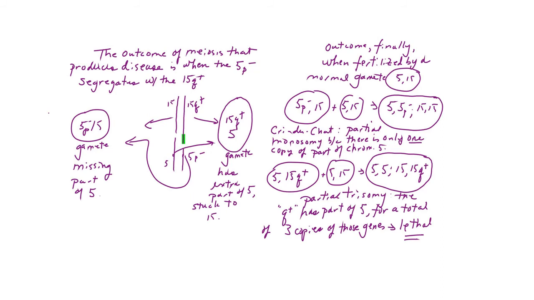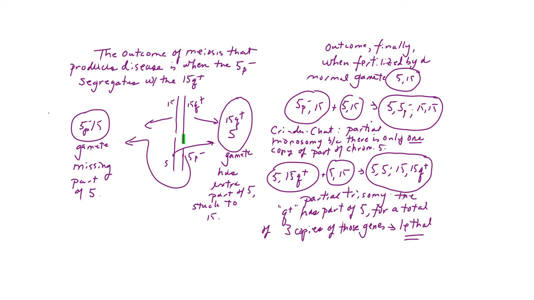Okay, the other outcome of meiosis, the one that produces disease, is where the 5p minus chromosome segregates with the 15q plus. In this particular case, we line up our chromosomes as before. Homologous sequences can find themselves in pair during meiosis, and then chromosome segregation occurs. In this instance, we will have the chromosome 15 going along with not the 5 itself, but with the 5p minus chromosome. So when that happens, we have a 5p minus with the 15.